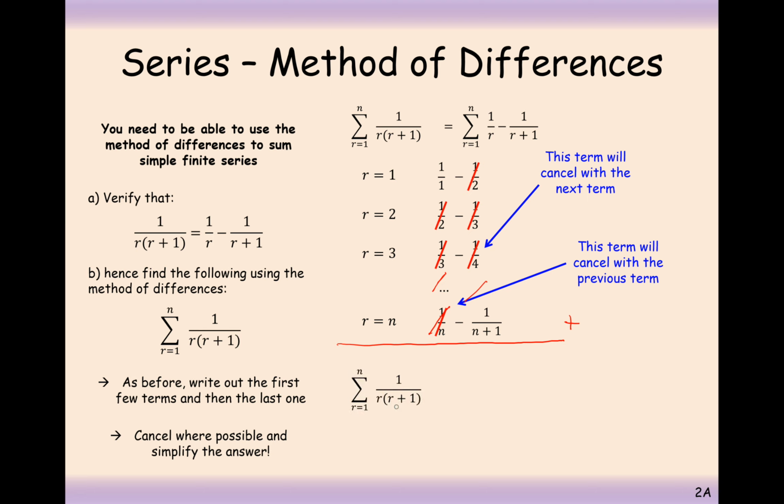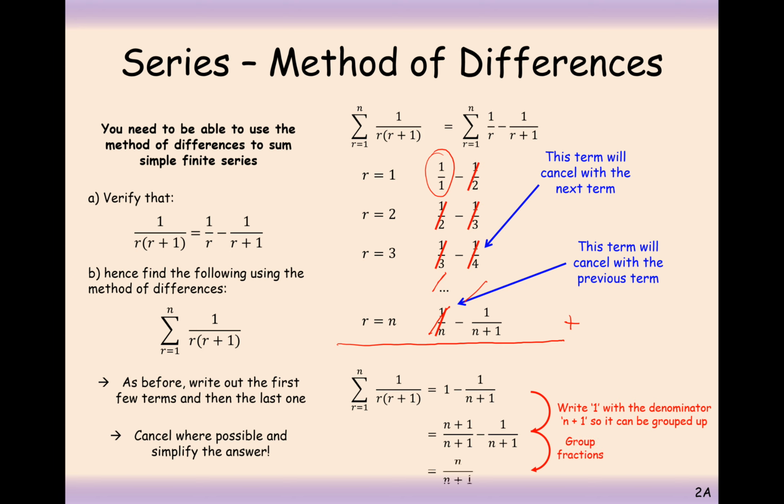So the summation of 1 over r plus 1 will be equal to this summation here, and the answer to this summation here, we've used method of differences on it, will give us 1 minus 1 over n plus 1. And if we simplify that expression, we get n over n plus 1. So there we are, that's the answer to that question there. The summation from 1 to n of 1 over r plus 1 is equal to n over n plus 1.